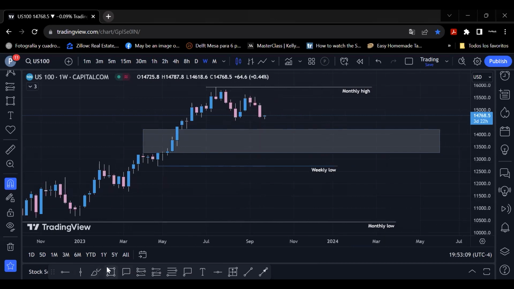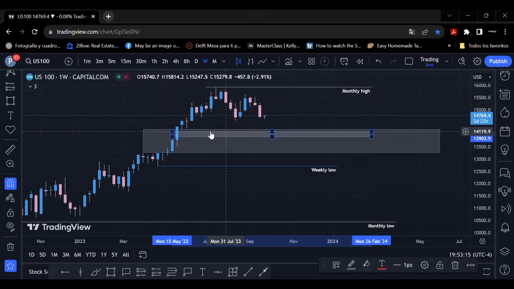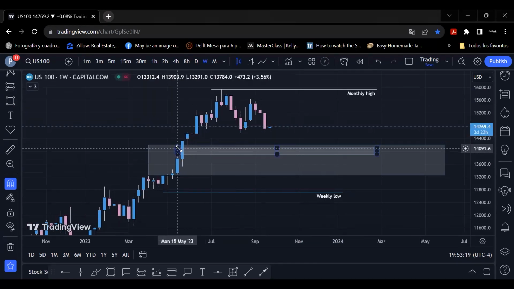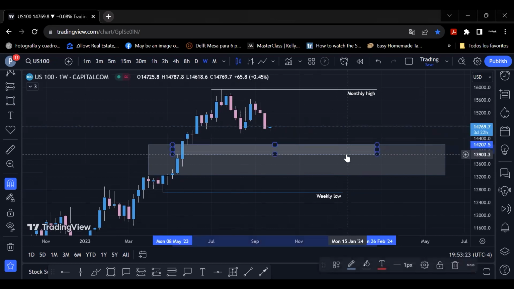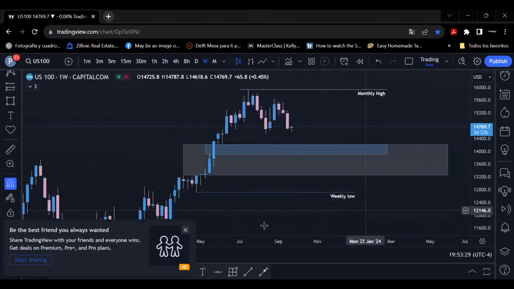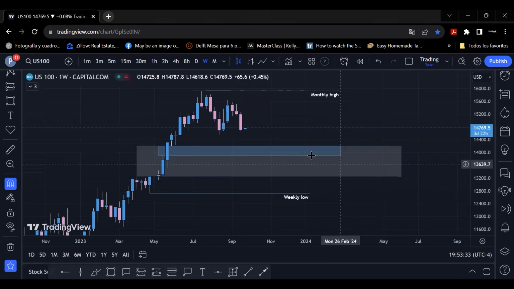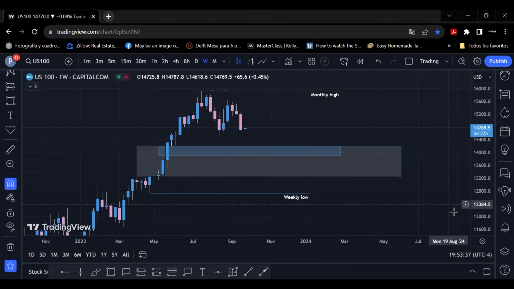So we could go ahead and also mark, and see there's an imbalance here on the weekly inside of that very same monthly imbalance as well. So let's go ahead and grab that weekly imbalance. And like I said, we could also change the color or the fill into blue. That way we know it's a weekly time frame, weekly level, and the bigger box is the monthly level.